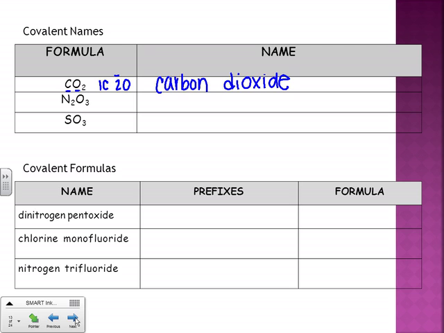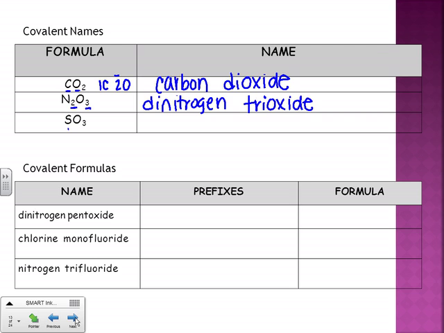So this next one we have N2O3. So if I have 2 N's, the prefix for 2 is di, and then I keep the name nitrogen the same since it's the first one, and then I have 3 oxygens. The prefix for 3 is tri. I have oxygen again, but it becomes oxide. So the entire name is dinitrogen trioxide.